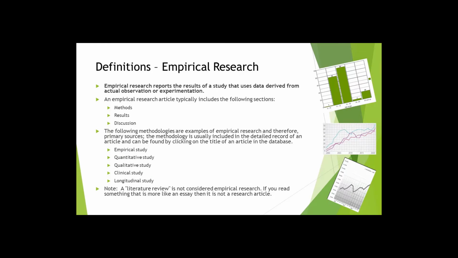Empirical research reports the results of a study that uses data derived from actual observation or experimentation. An empirical research article typically includes the following sections: methods, results, and discussion. The following methodologies are examples of empirical research and therefore primary sources.